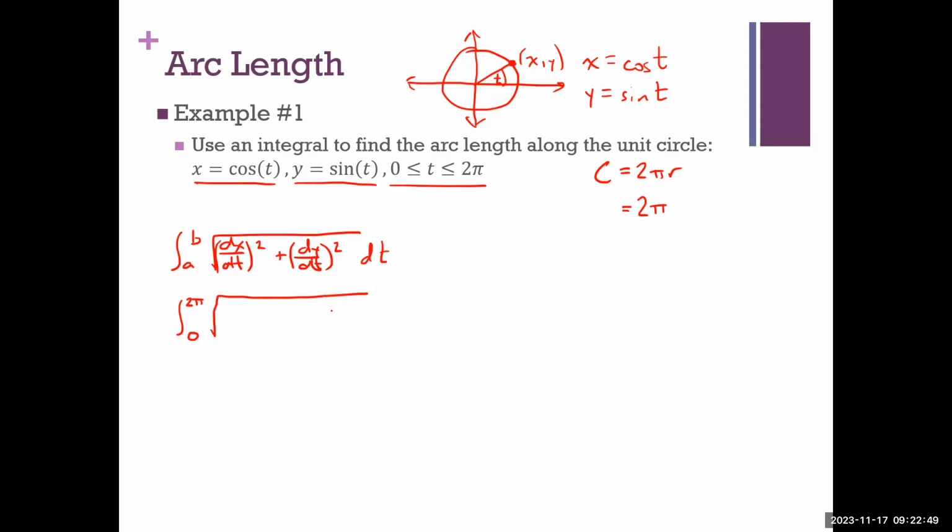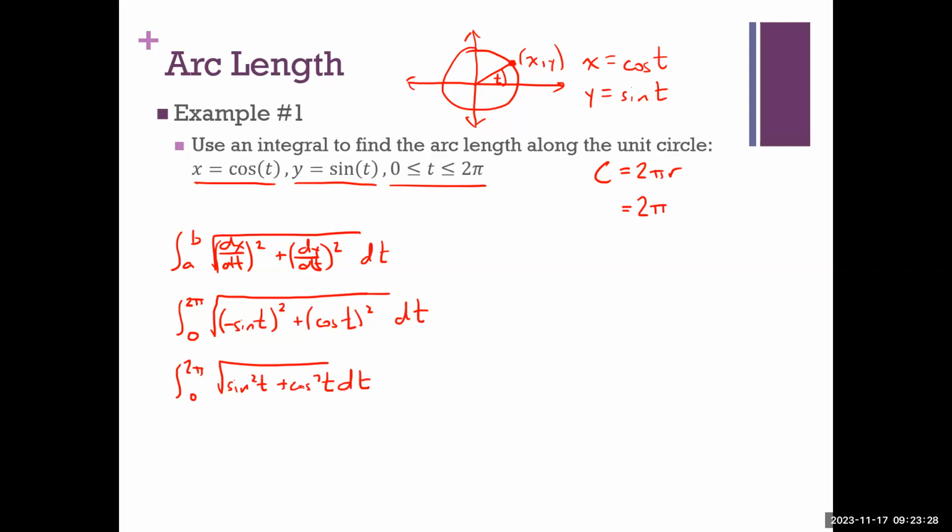Now how about the other two? What is dx/dt? I know y'all know this one. It's negative sine, so negative sine t squared. What's dy/dt? Cosine. Cosine t squared dt. When I square, what happens? I get the square root of sine squared t plus cosine squared t.